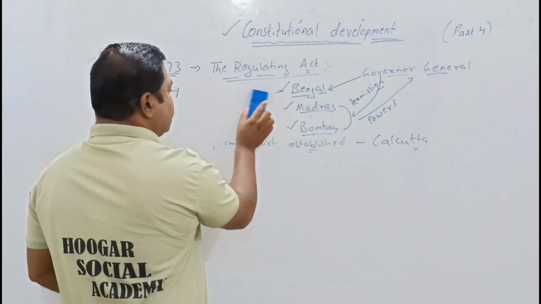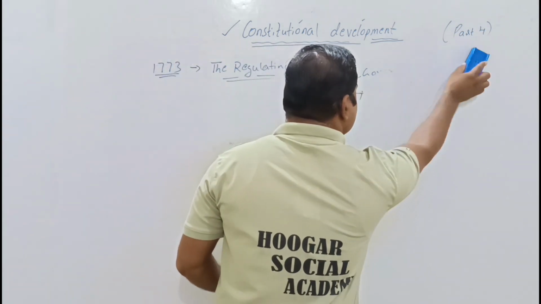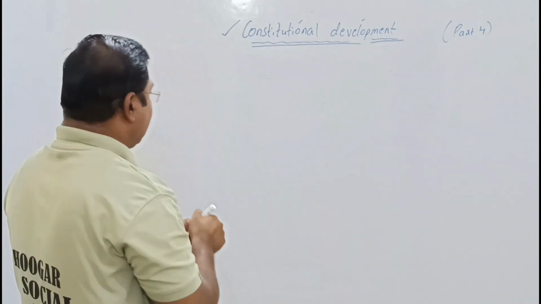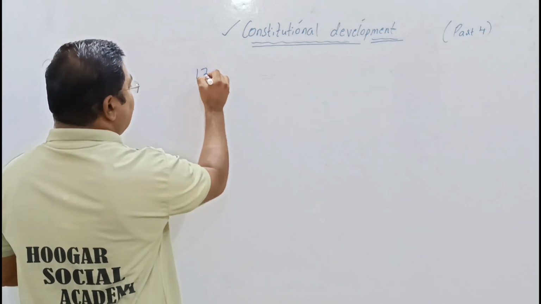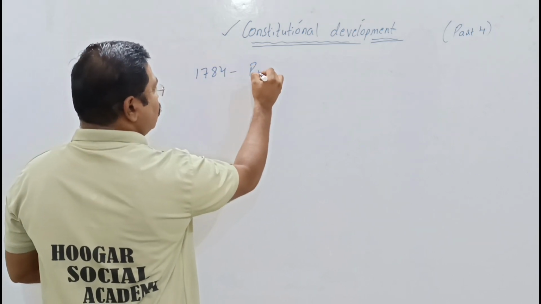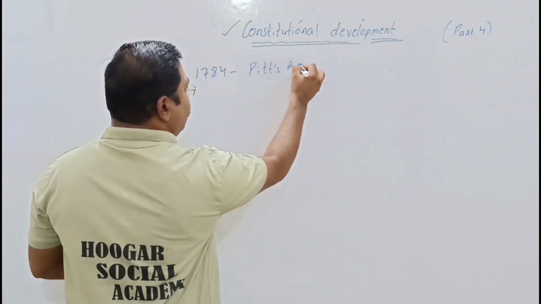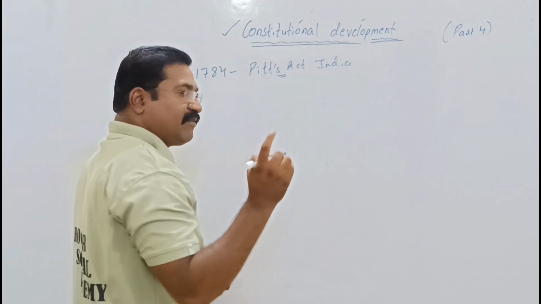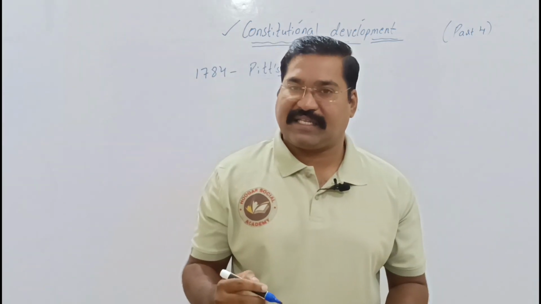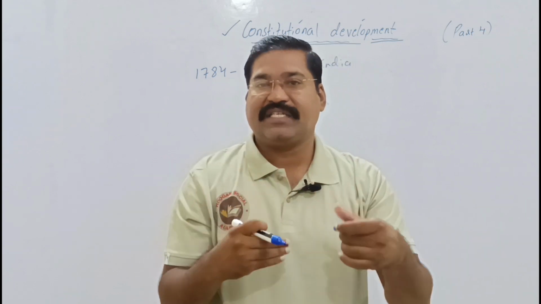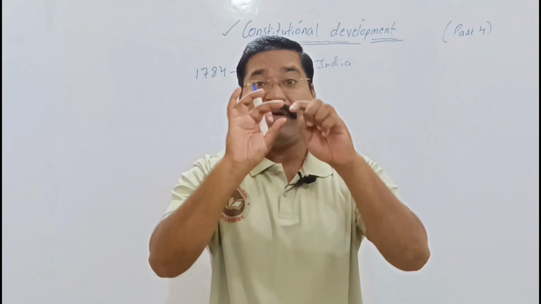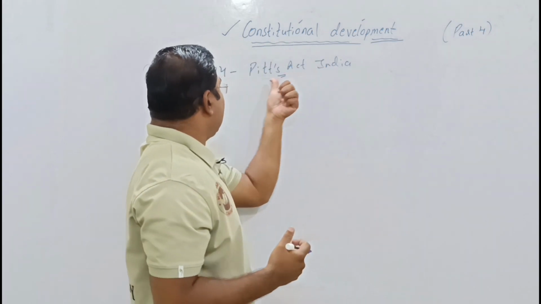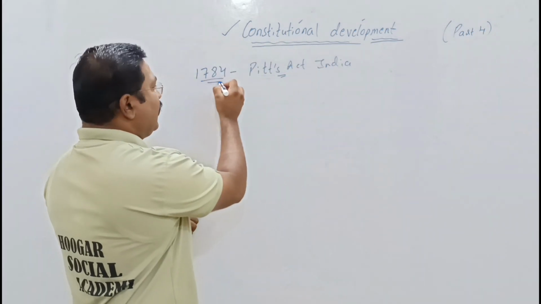Our next act is the Pitt's India Act, which came in 1784. The 1773 Regulating Act itself says that necessary changes could be made if needed. Keeping this in mind, the Pitt's India Act was introduced in the year 1784.